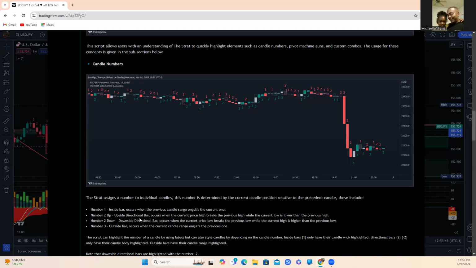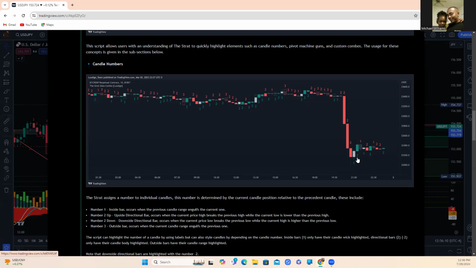So an upside directional bar occurs when the current price high breaks the previous high while the current low is lower than the previous high. I know that's a lot, so I'm going to break it down. So a two up, and like I said, the indicator is great about illustrating these for us.